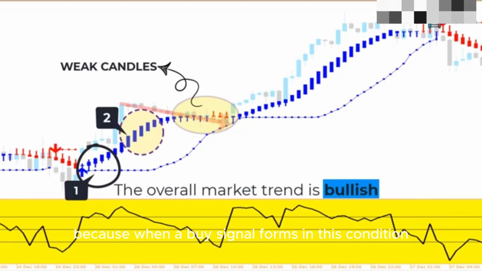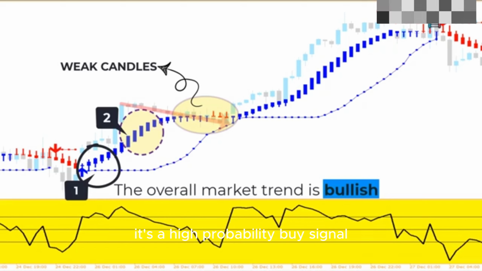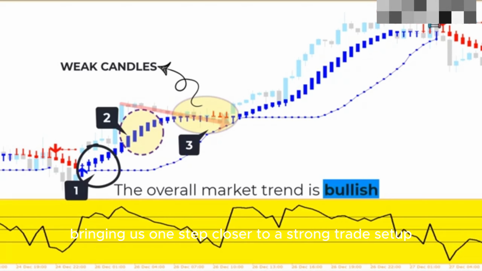Why? Because when a buy signal forms in this condition, it's a high probability buy signal. This confirms trading rule no. 3, bringing us one step closer to a strong trade setup. Now let's move forward and see how we can capitalize on this opportunity.